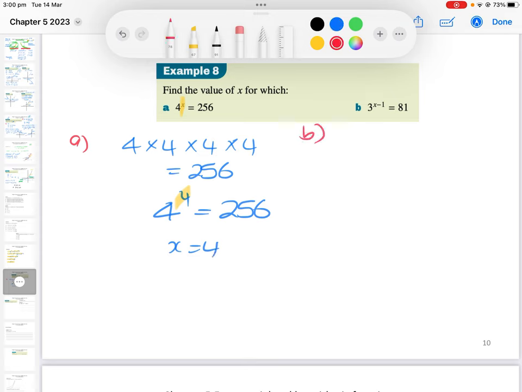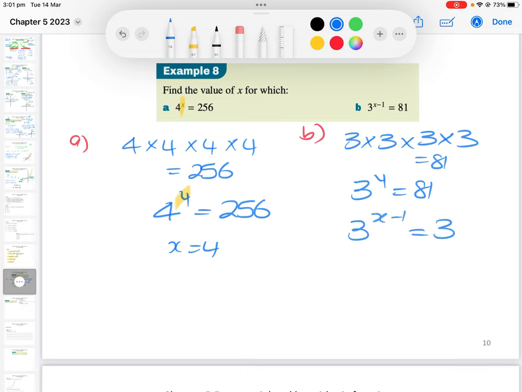Let's look at B. 3 to the power of something is the same as 81. So 3 times 3 is 9, times 3 is 27, times 3 is 81. So 3 to the power of 4 equals 81. So 3 to the power of x minus 1 is the same as 3 to the power of 4. That's just matching those up. So that means that x minus 1 is 4, x equals 4. So there's our first two examples, both answer 4, which is weird.